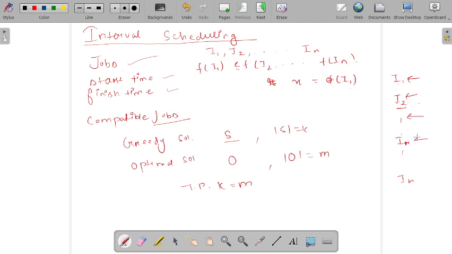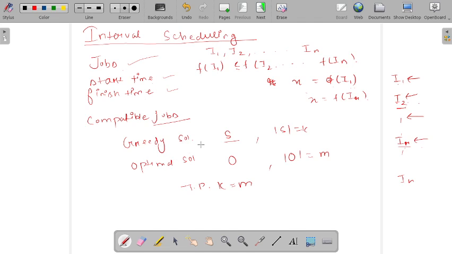And suppose in the ith iteration, we check the starting time of Ir. If it is greater than x, then we can update x equal to the finishing time of Ir. And this is how we keep on selecting intervals if they are compatible with the last interval selected.